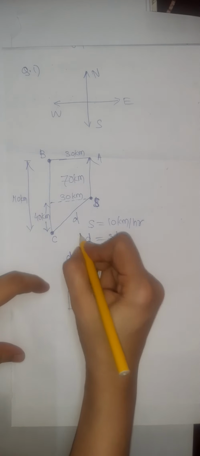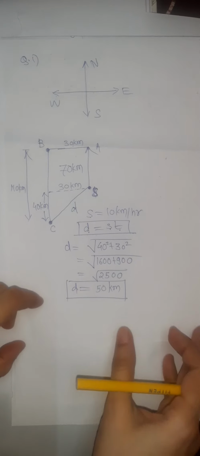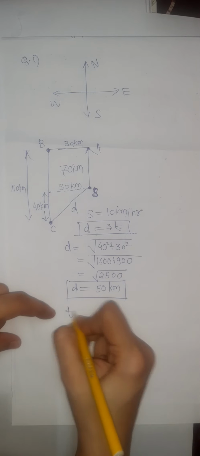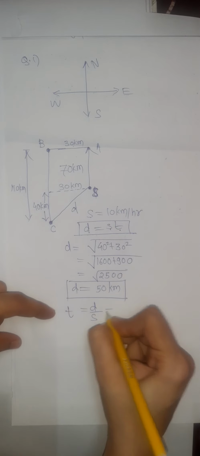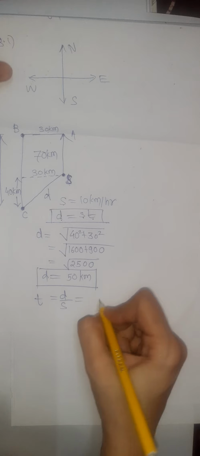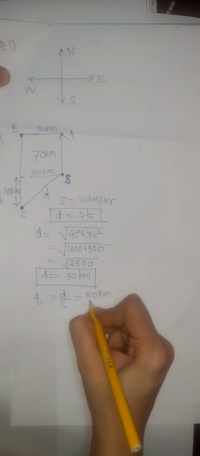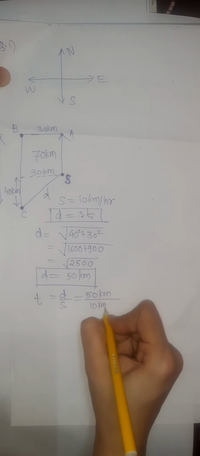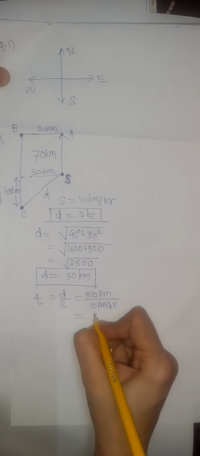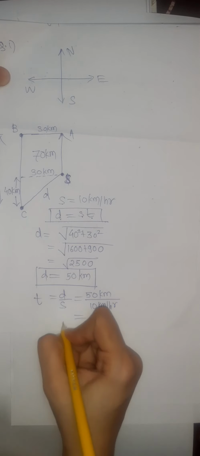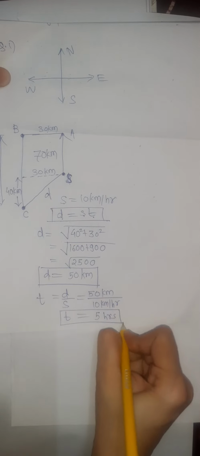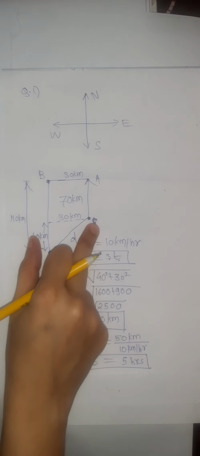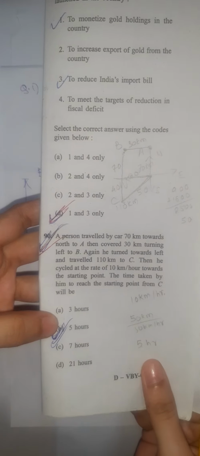Now by using this formula, distance is equal to speed into time, we can find out time. Time is equal to D upon S, which is nothing but 50 kilometers divided by 10 km per hour. So it will come out to be 5 hours. So total time taken by him to reach starting point is 5 hours. So option B will be right answer for this question.